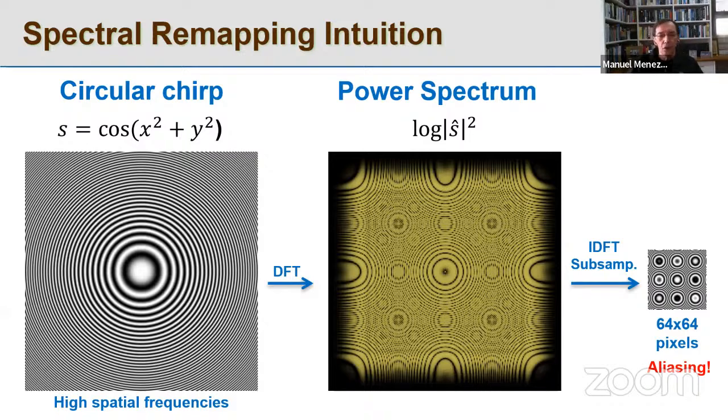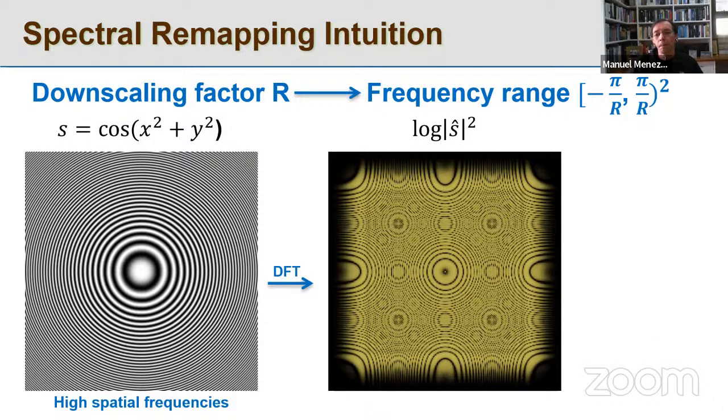And you see the aliased result. Whenever we talk about downscaling, the downscaling factor already defines the range of original frequencies that are representable at the target resolution. So if the downscaling factor is R, then the range of representable frequencies goes from minus pi over R to pi over R. And this defines a square in this spectrum, as I'm showing here, with this white square.